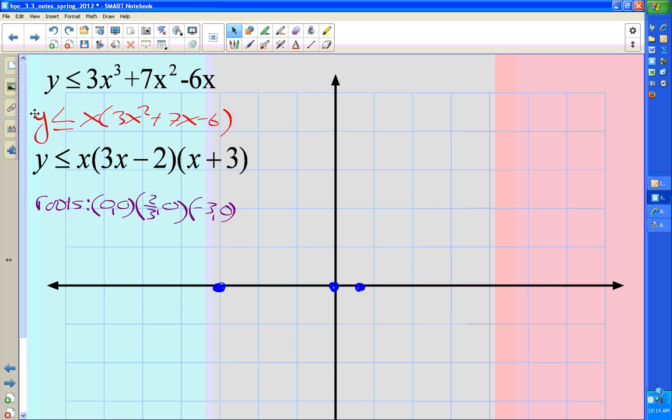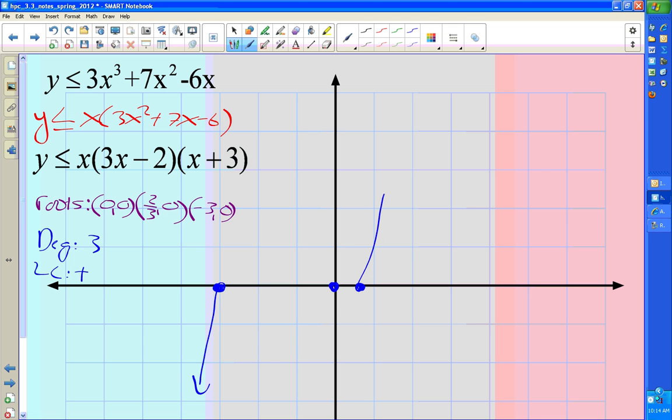Okay? What's the degree? Degree is 3, it's odd. And the leading coefficient is positive. So what's the end behavior? Down on the left, up on the right. And we're going to do something like that.